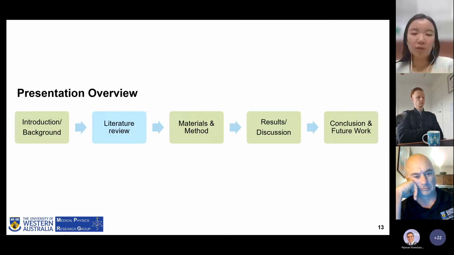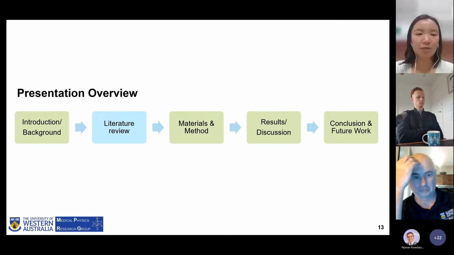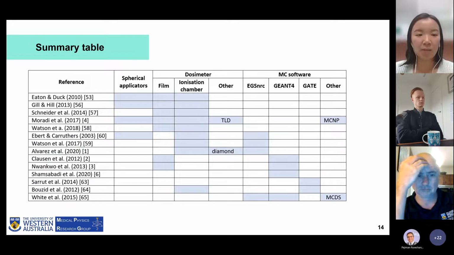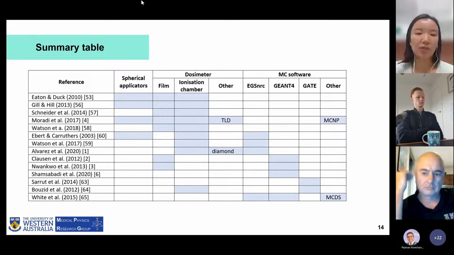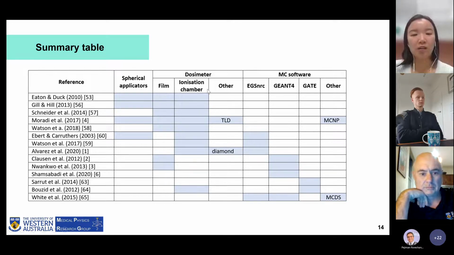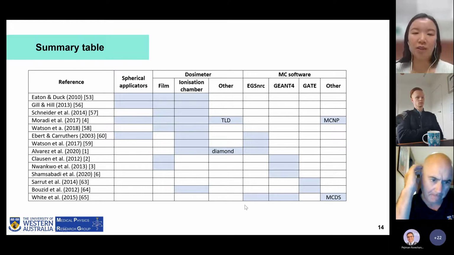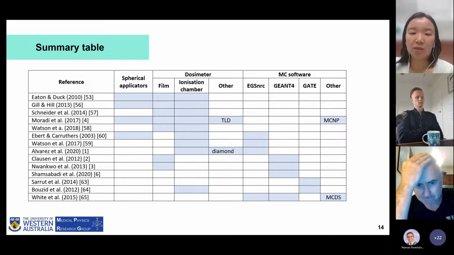Moving on to a quick literature review. This is a summary table of key articles. As you can see, some use spherical applicators, some use film, ionization chambers, TLD or solid state detectors for dosimetric measurements. And other articles perform a Monte Carlo simulation of the Intrabeam using various different Monte Carlo toolkits.